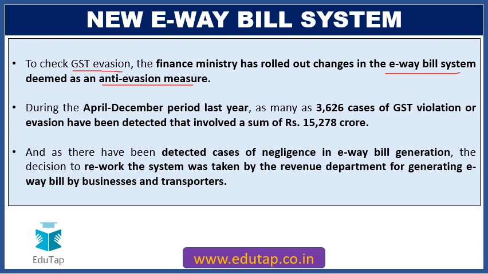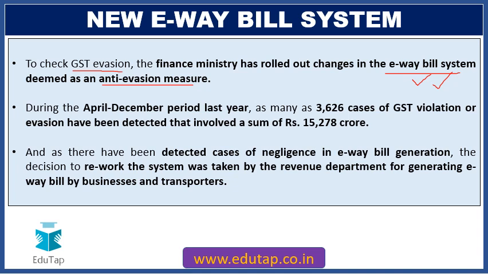Now during the April to December period of last year, that is 2018, over 3600 cases of GST violation or evasion were detected, involving a sum of over 15,000 crores, and this was only possible because of the EWay bill system. So the EWay bill system is a very important system. It maintains the anti-evasion feature of the GST. Now, as cases of negligence in EWay bill generation have been detected, the decision to rework the system was taken by the Revenue Department.